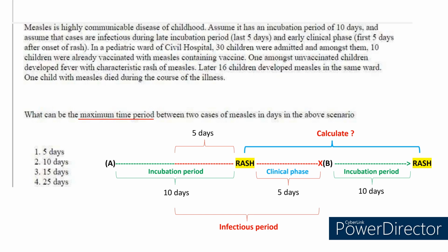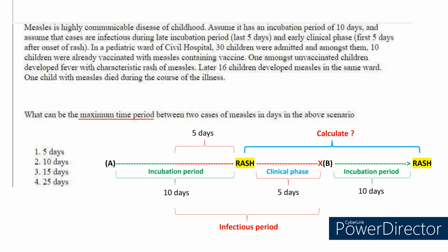Till here it's clear, right? So now whenever they are asking you to find the maximum time period between two cases, when they are using the word maximum, you need to find out the last possible point at which case A can transmit the disease to case B. In this case, it will be 5 days after the rash, okay? That is the last possible point at which case A can transfer the infection to case B, right?